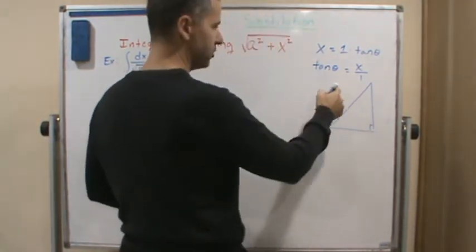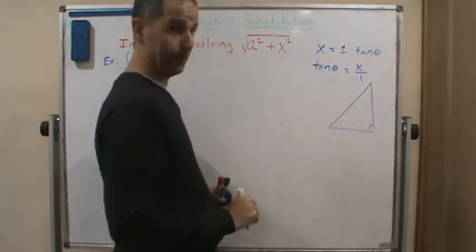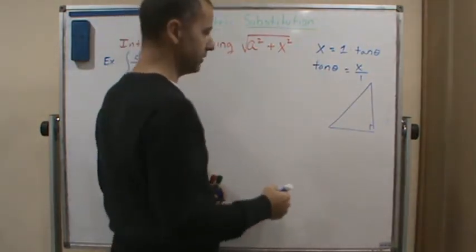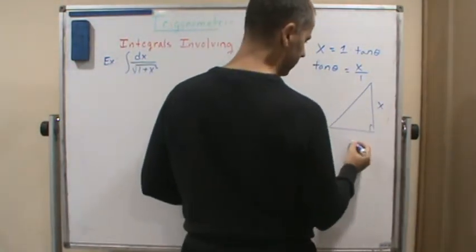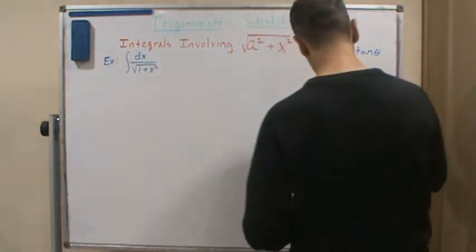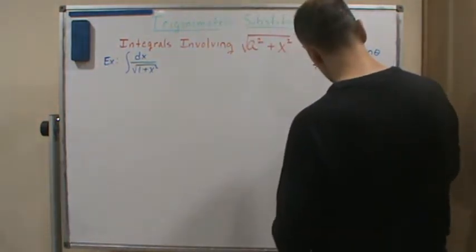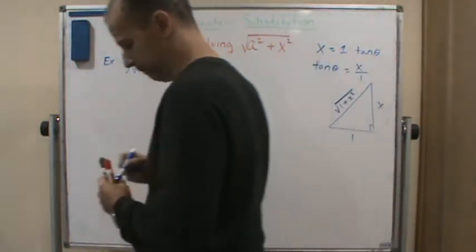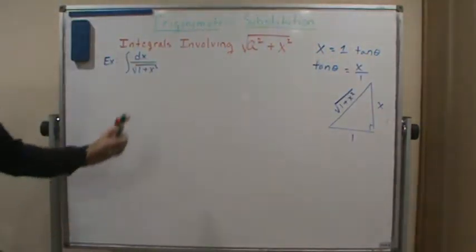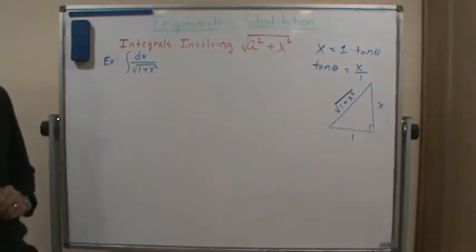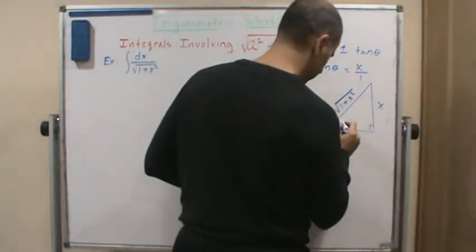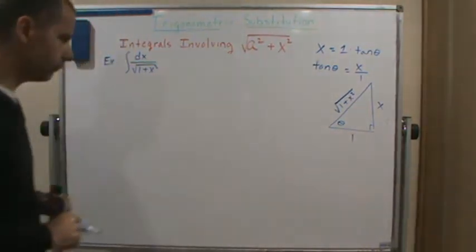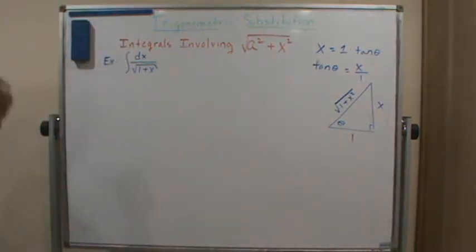Tangent is opposite over adjacent, so this is going to be x over 1, and then of course the hypotenuse is the square root of 1 plus x squared. Okay, so it makes sense. Of course, I have to have my theta. So now I'm going to do my substitution.